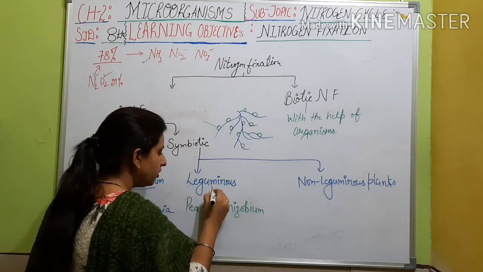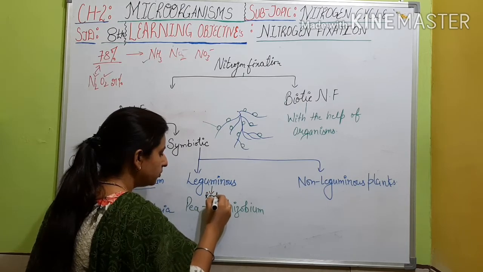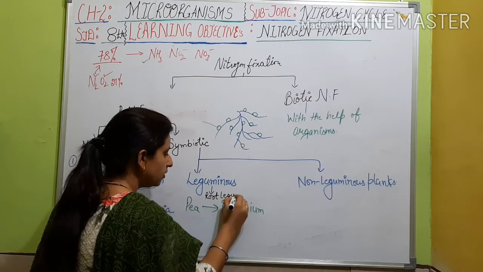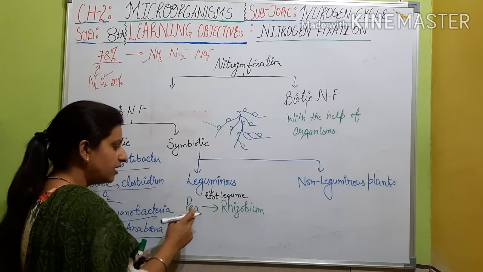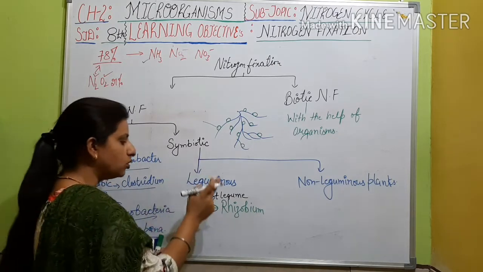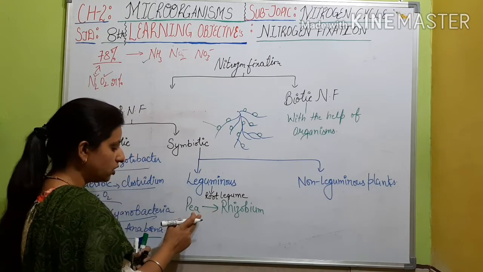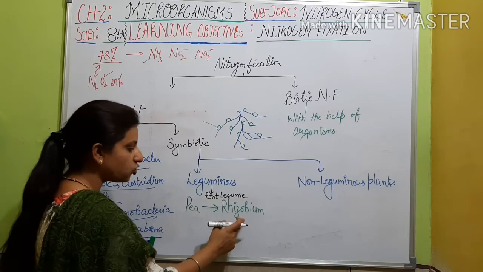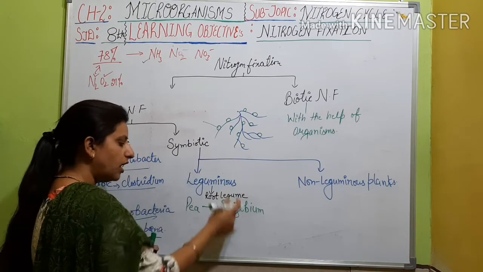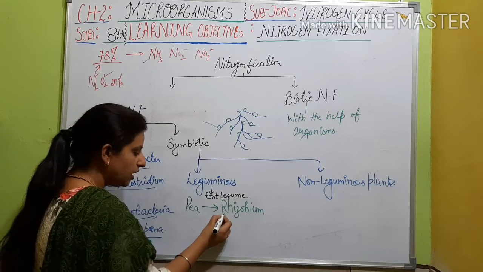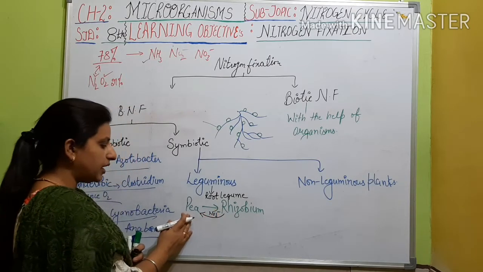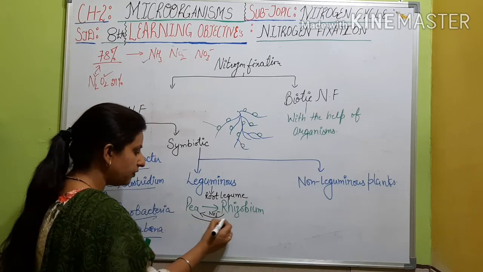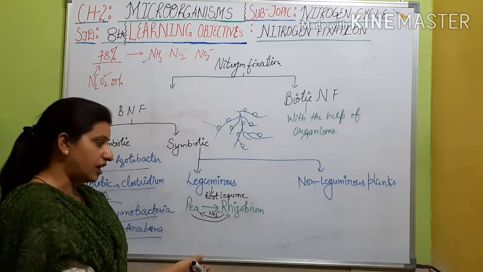This is the root legume. As a root legume, in pea the nodule is present in the root. So pea is having Rhizobium in the root nodule, and what is Rhizobium doing? Rhizobium is making nitrate for the pea, and as a result pea will give protection to the Rhizobium.